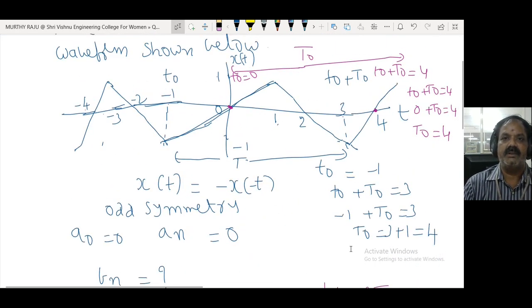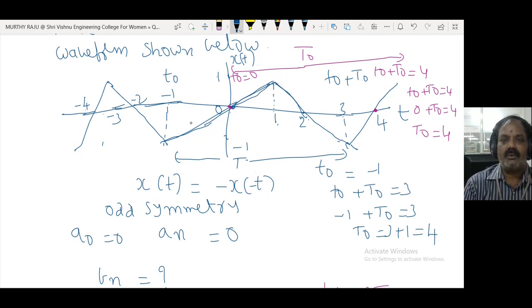Here 0 to 2. Again, examine 2 time periods. 0 to 2 means 0 to 1 one equation, 1 to 2 another equation. For this interval, 0 to 2 interval, we go for 2 equations. 0 to 1, some discontinuity is there. 0 to 1 equation, 1 to 2 another equation.